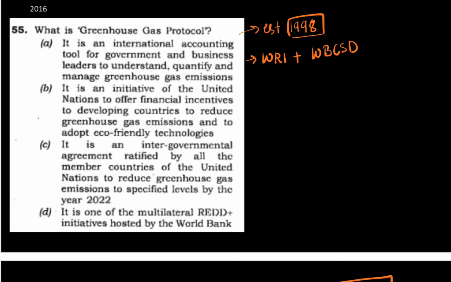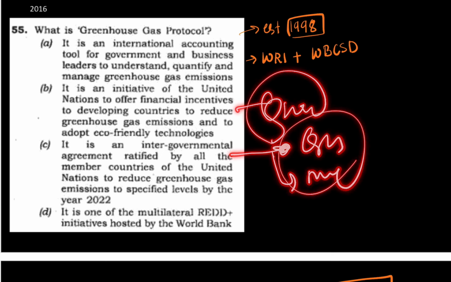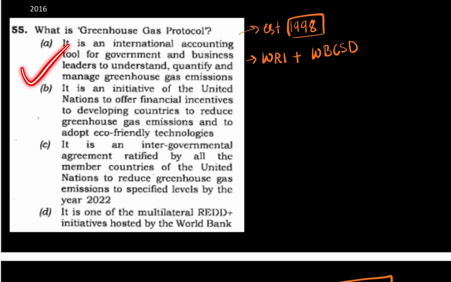Look at this question in 2016. UPSC asked about the greenhouse gas protocol, which was developed in 1998, World Resource Institute and World Business Council for Sustainable Development. Now what it does, it measures, it quantifies the carbon emission. The tool is very much helpful for the quantification and management of the emission, right? So that was the question which was asked in 2016.